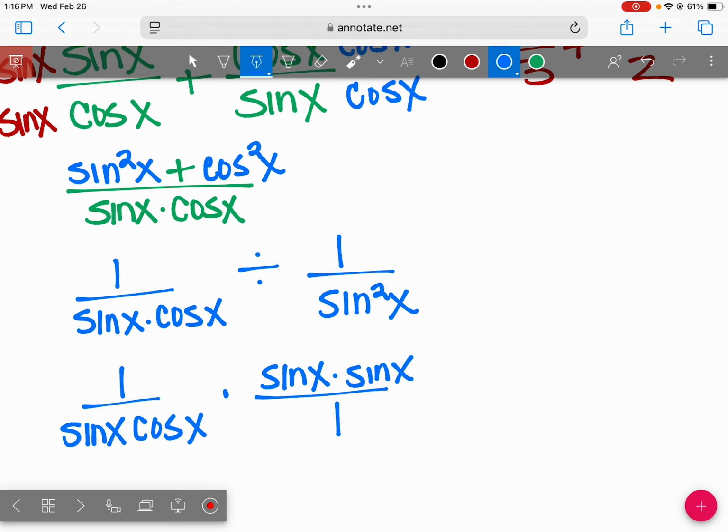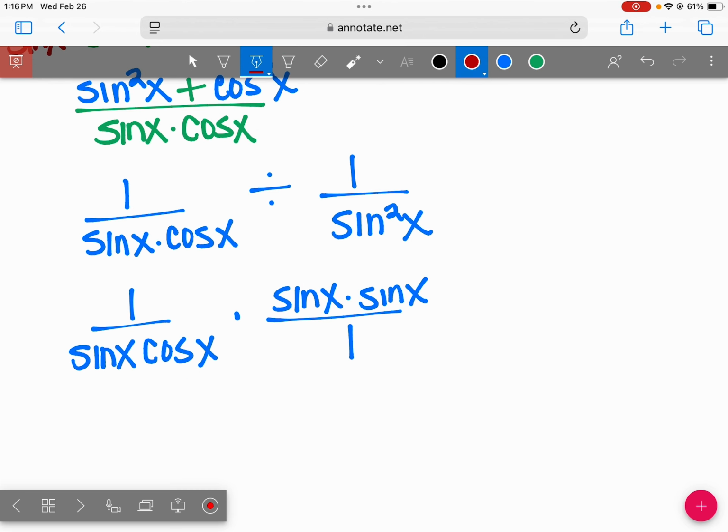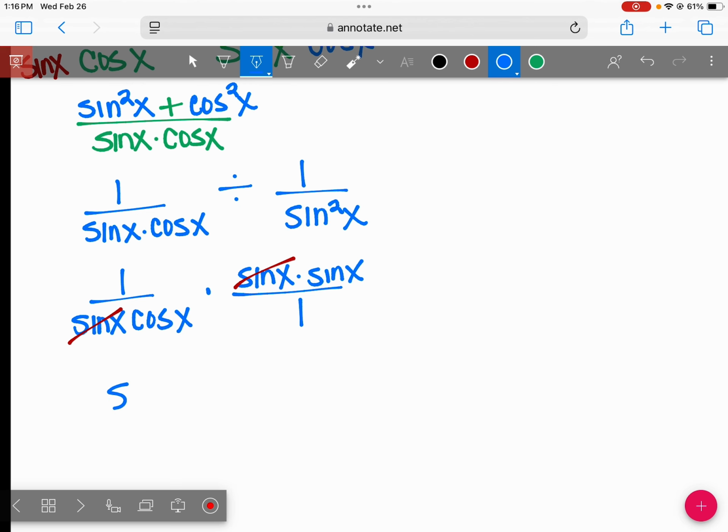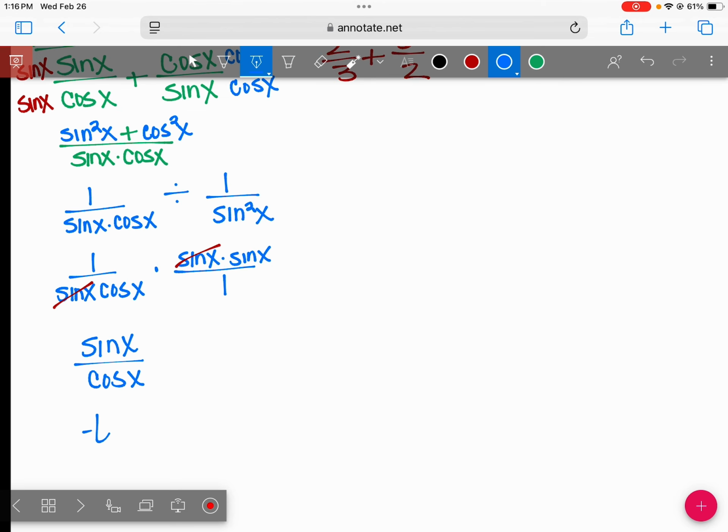And because we're multiplying, we can't cancel. What can I cancel? What cancels out? Yeah, just one of the signs. And when you multiply across, I'm left with 1 times sine over cosine times 1. So I'm left with a sine over a cosine, which is what? What is sine divided by cosine? What trig identity is sine divided by cosine? And that would be your final answer.